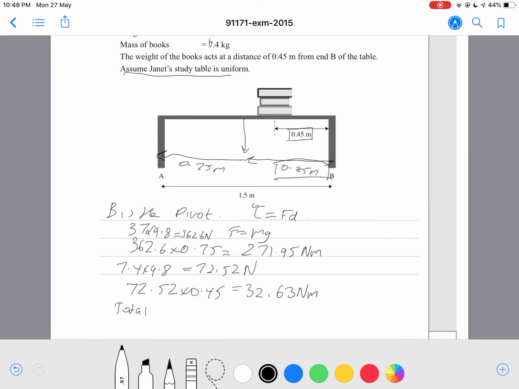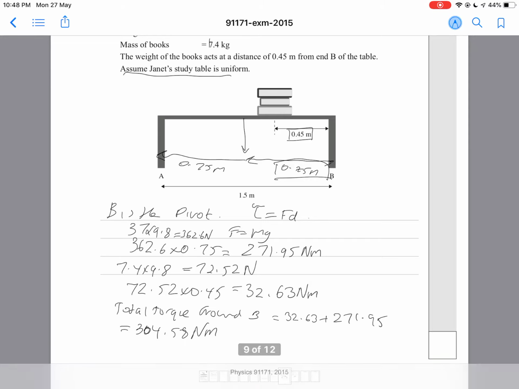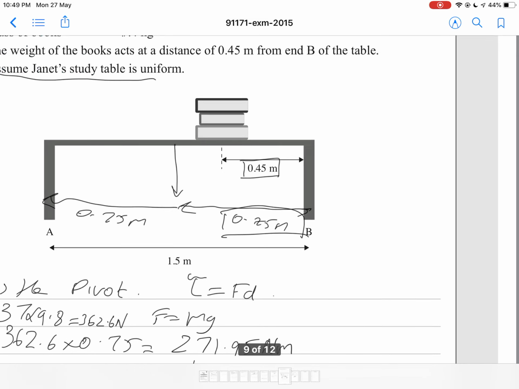So the total torque around B is the torque of the books plus the torque of the table. So that equals 32.63 plus 271.95. You add them together with your calculator, and that should give you 304.58 Newton meters.